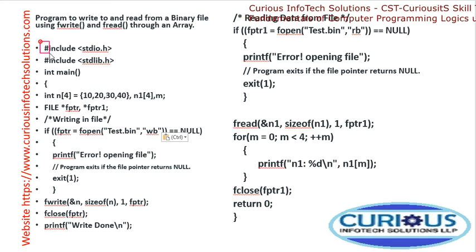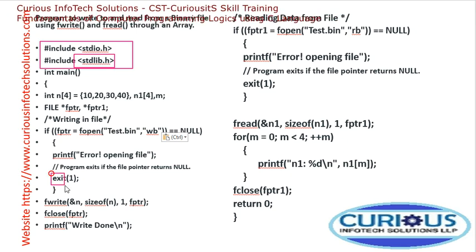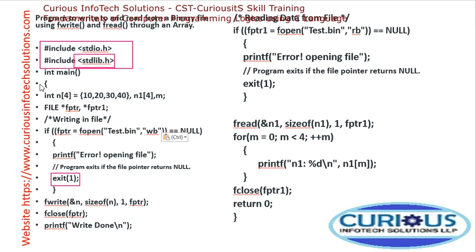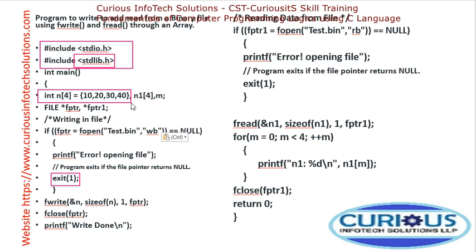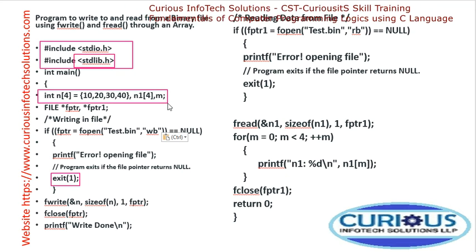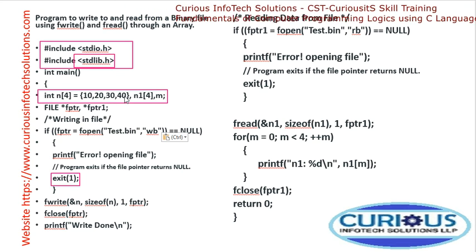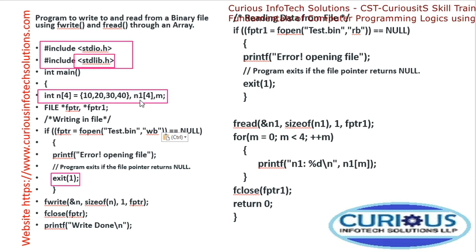So here I am using two header files. This is the standard library file, used only for the exit function. Okay. Now we have one array named n, and the second array is named n1. Through n we will store all these values, and through n1 we will get these 4 values, and we will display them on the screen.